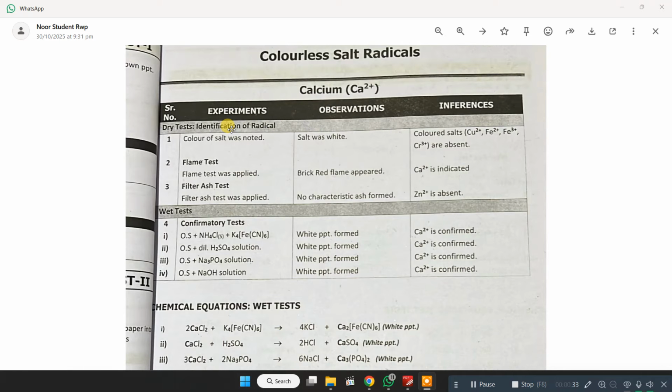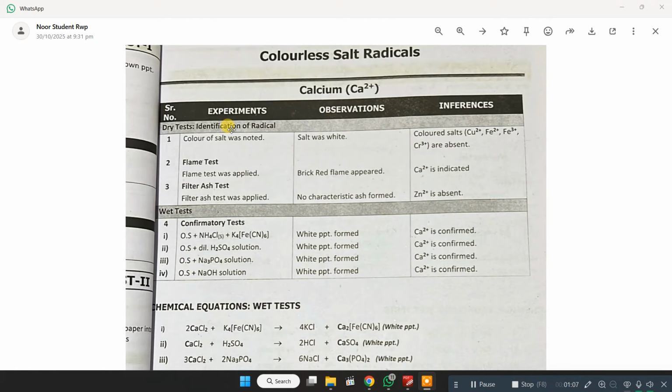First, you are going to perform the dry test, and then we have a vague guess about the cations present within the salt analysis. Later we will perform the wet tests, in which we are going to confirm our special sort of the cations. So going toward the dry test identification of the radicals, the color of the salt was noted at first. That is a very common thing.